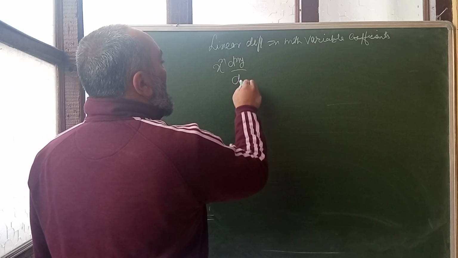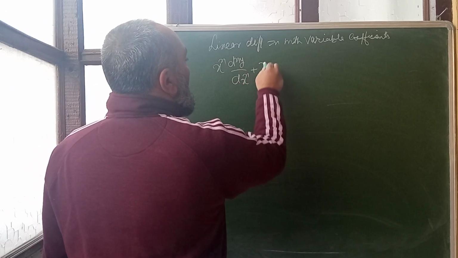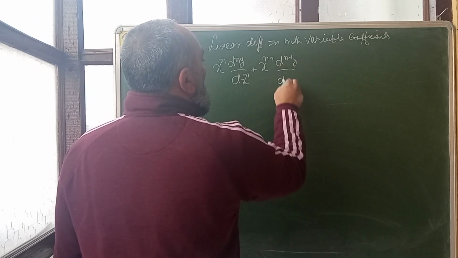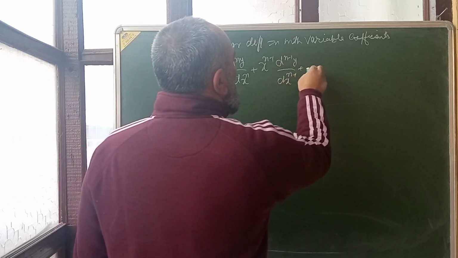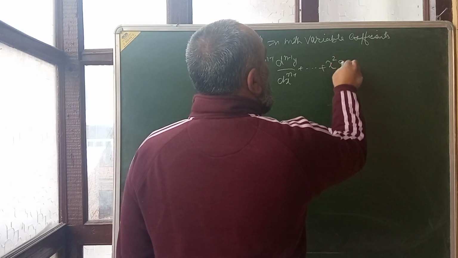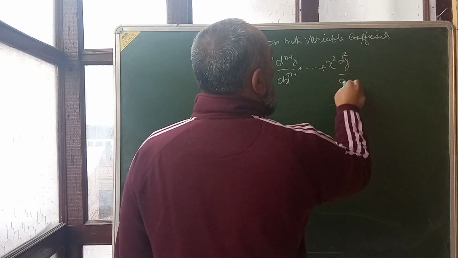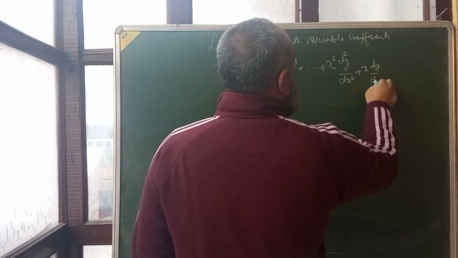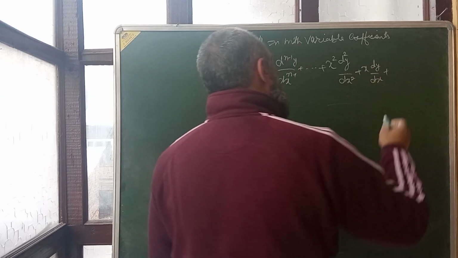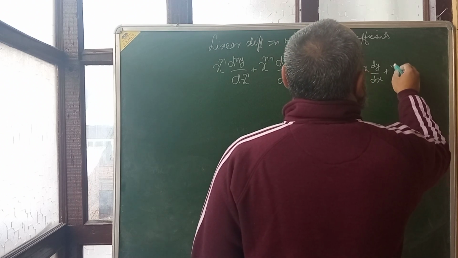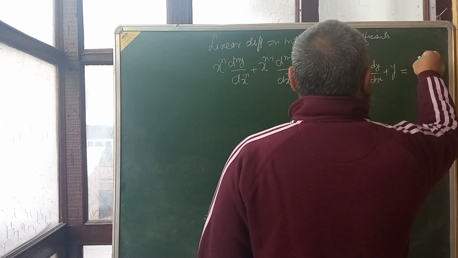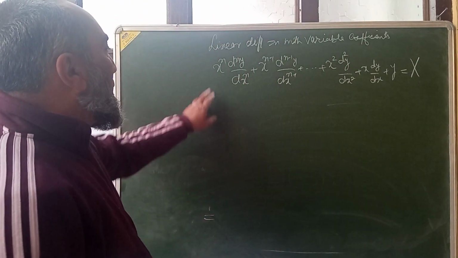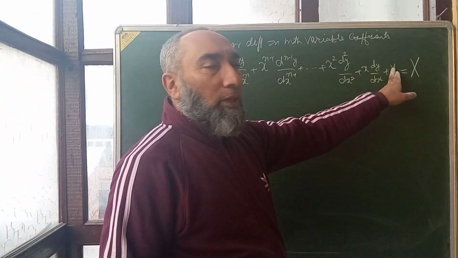nth derivative, x raised to the power n minus 1, n minus 1th derivative, x square, second derivative, x, first derivative, plus some constant, say y, is equal to some function of x. See, this is x raised to the power 0, you can take.